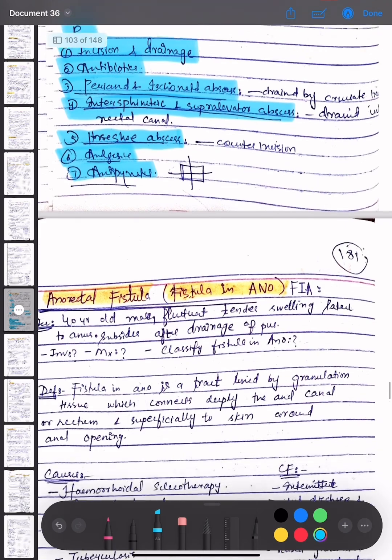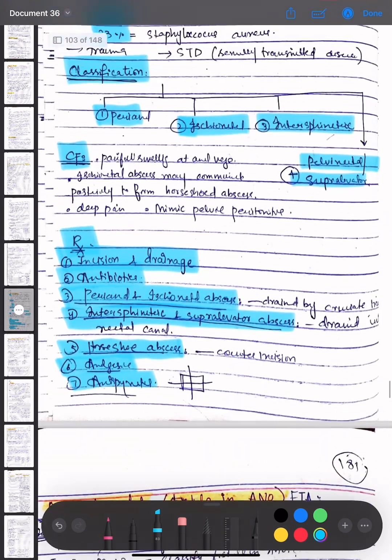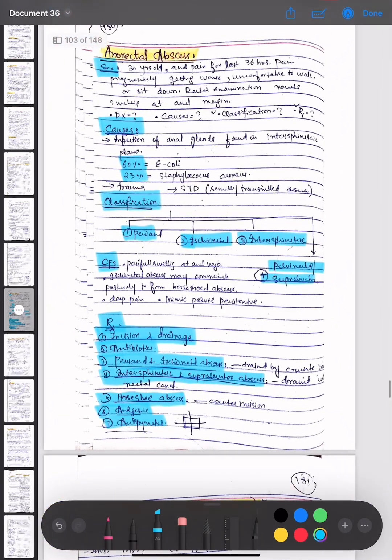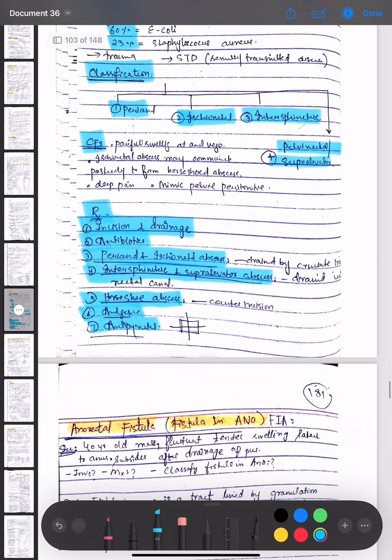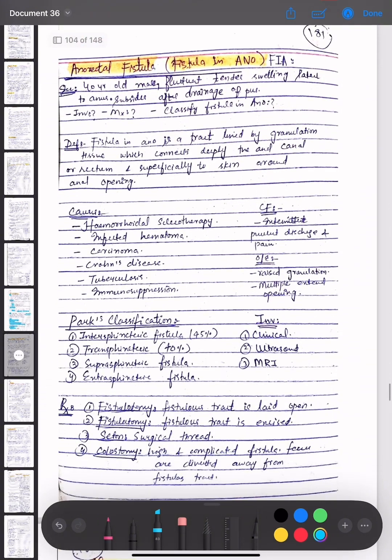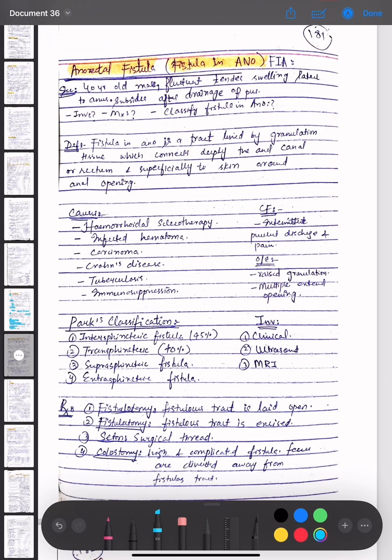So we have discussed the anorectal abscess, its scenario, then causes, then the major classification, then the clinical features, and then the treatment options. Now coming towards the anorectal fistula, we have a scenario of a 40-year-old male with fluctuant tender swelling lateral to the anus that subsides after drainage of pus. So what are the investigations, management and classification?